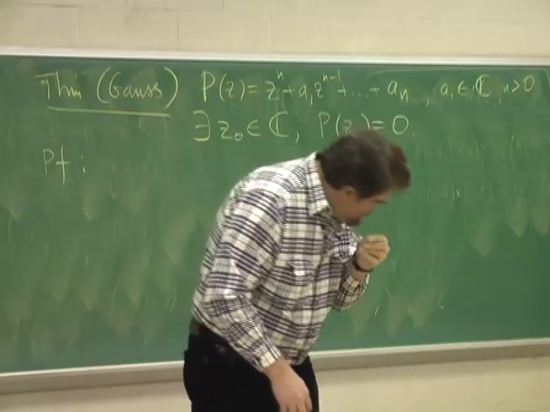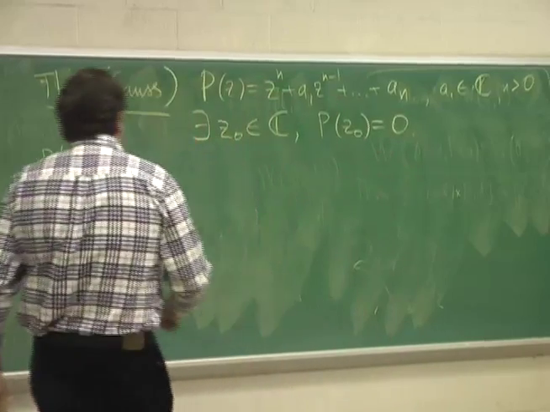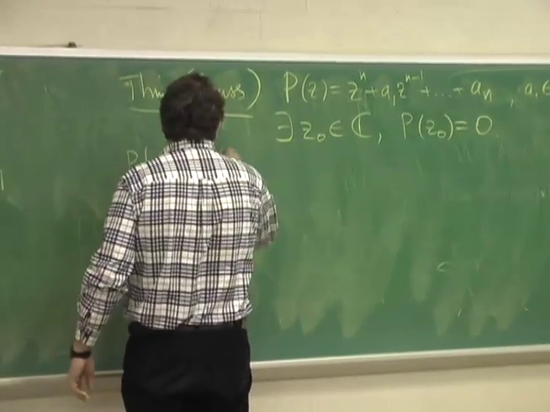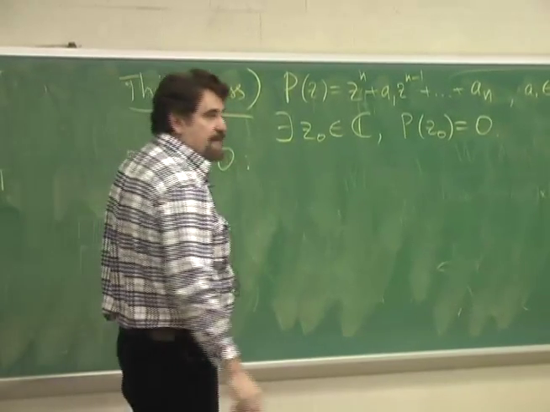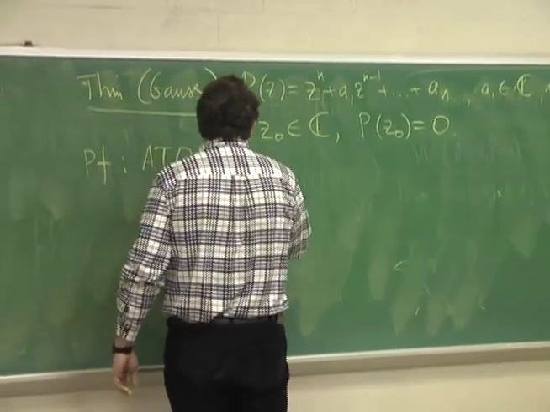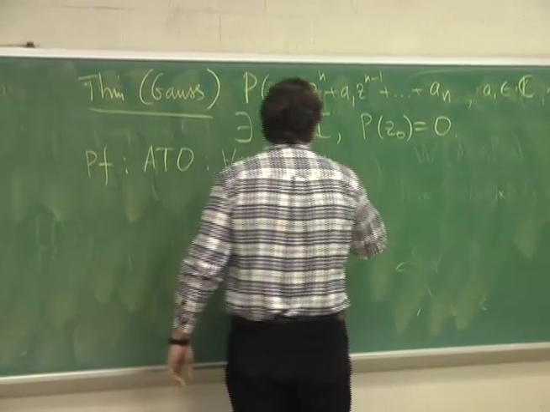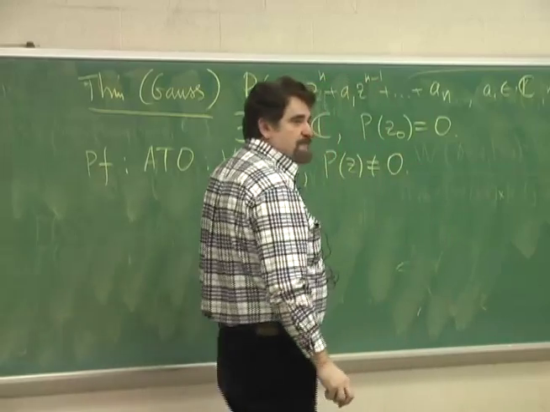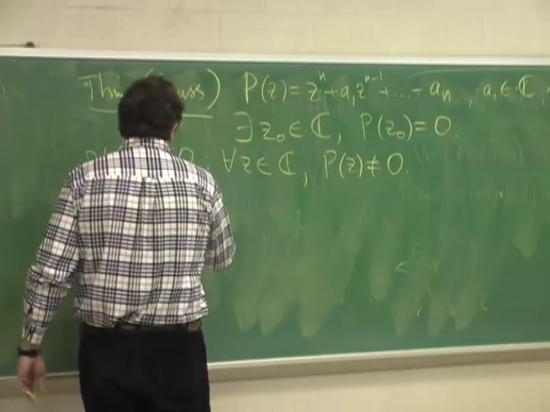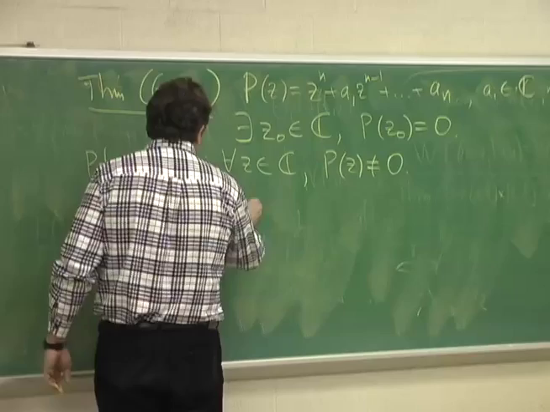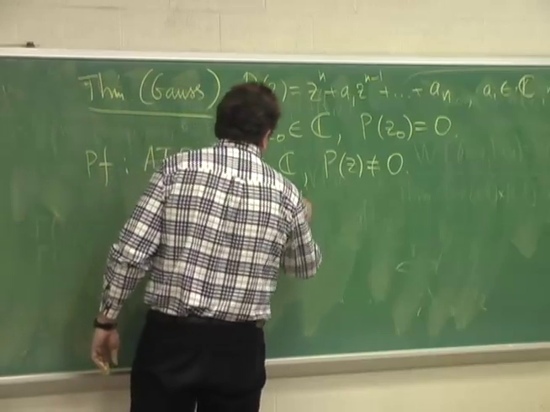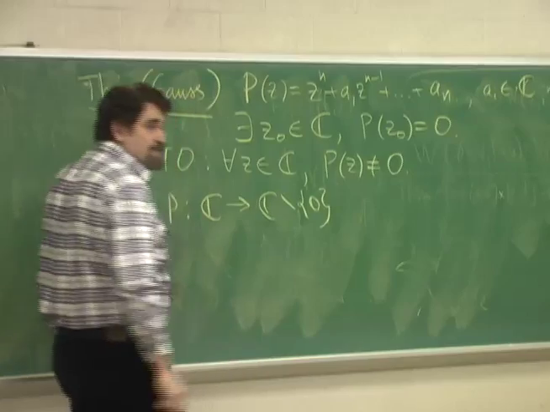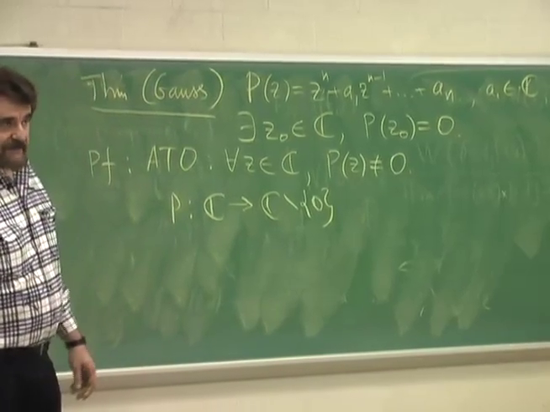Okay, yes. Assume the opposite. For any z in C, P of z is not 0. Then P is a mapping of C into C without 0. We have such a mapping.